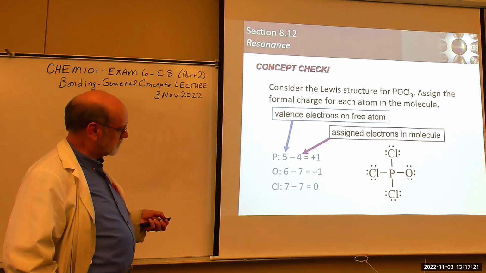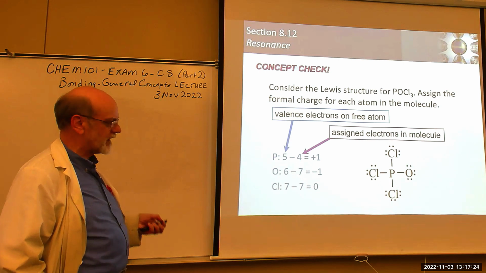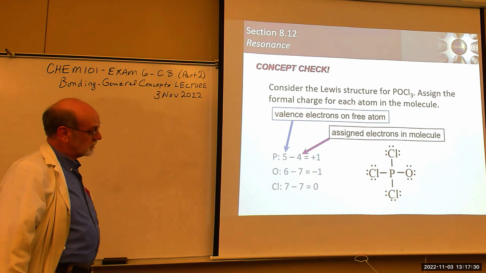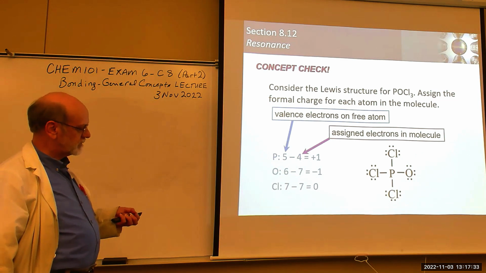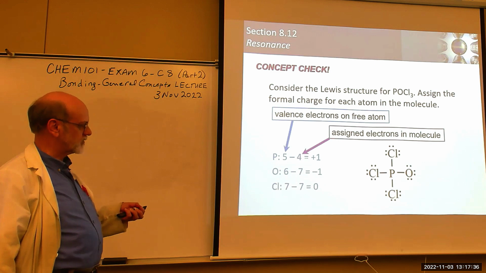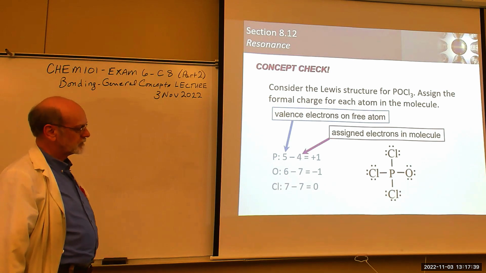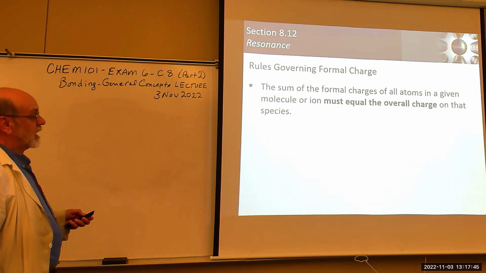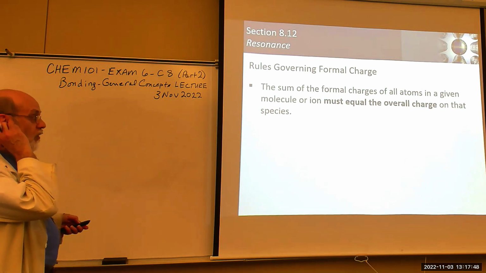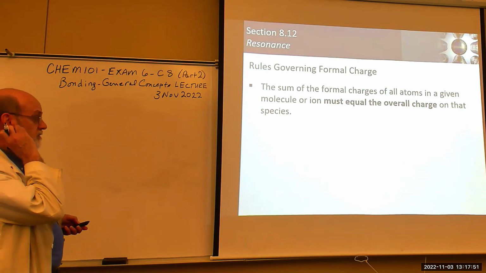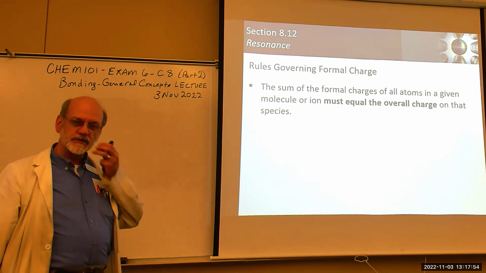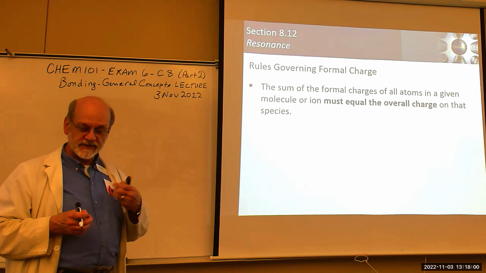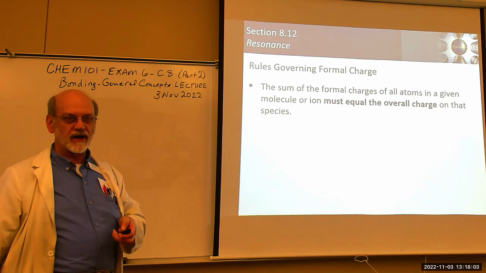But we say, all right, is it fair to do this? Phosphorus has a +1, oxygen is -1. Let's look at where they are on the periodic table. Oxygen's above and to the right of phosphorus, so this makes sense. It's more electronegative. It has the negative formal charge, and phosphorus has the positive formal charge. We didn't mention this one, but the sum of all the formal charges of the atoms in a given molecule must equal the overall charge. So if it's a neutral molecule, they all have to add up to 0. And if it's an ion, they have to add up to the charge on the ion.